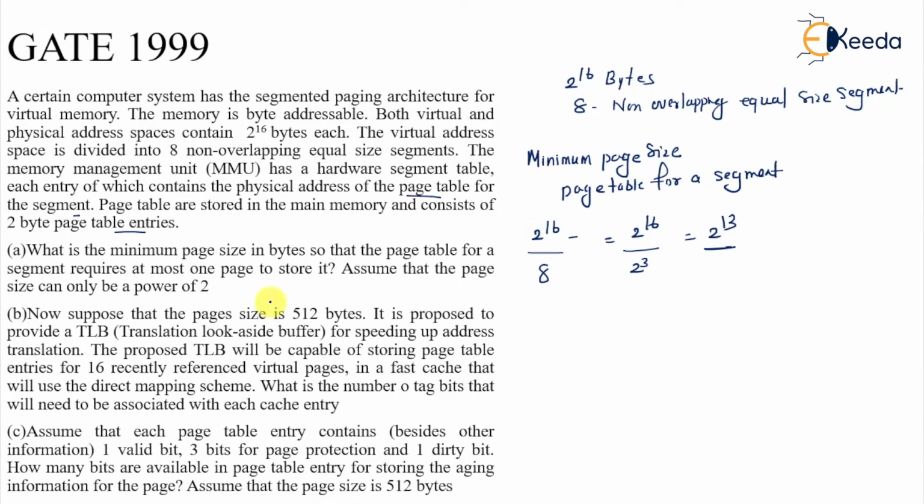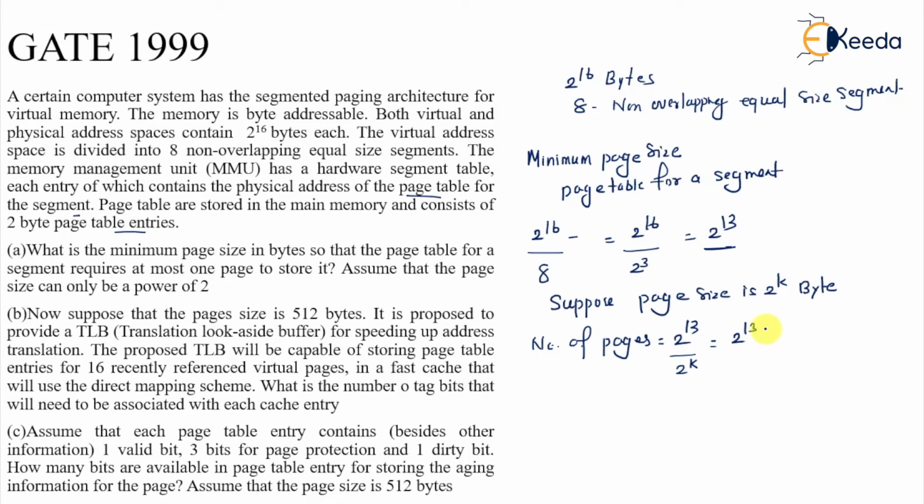Okay, what should be the minimum page size in bytes, so that the page table for a segment fits? Suppose the page size is 2 to the power k bytes. Then the number of pages is 2 to the power 13 divided by 2 to the power k. You'll agree with me on this: 2 to the power 13 minus k. This is the total number of pages.